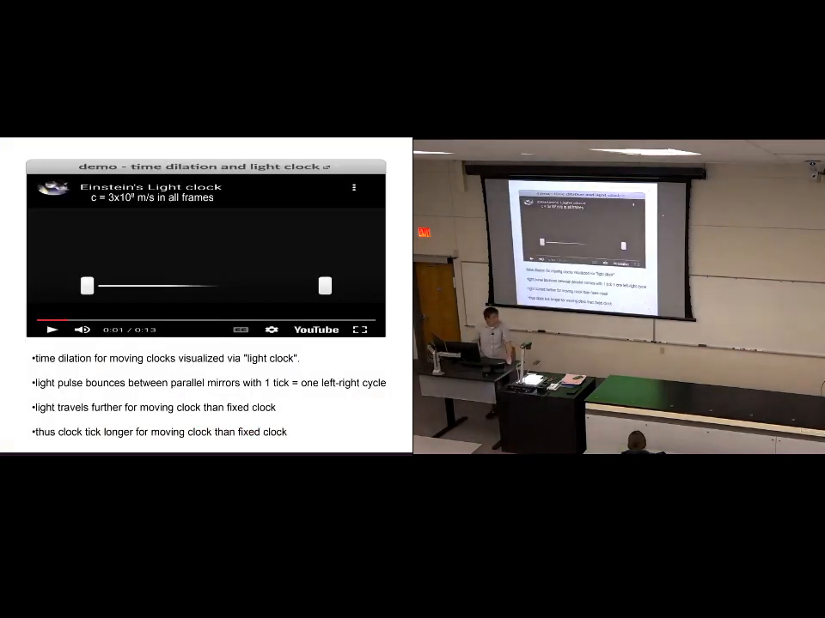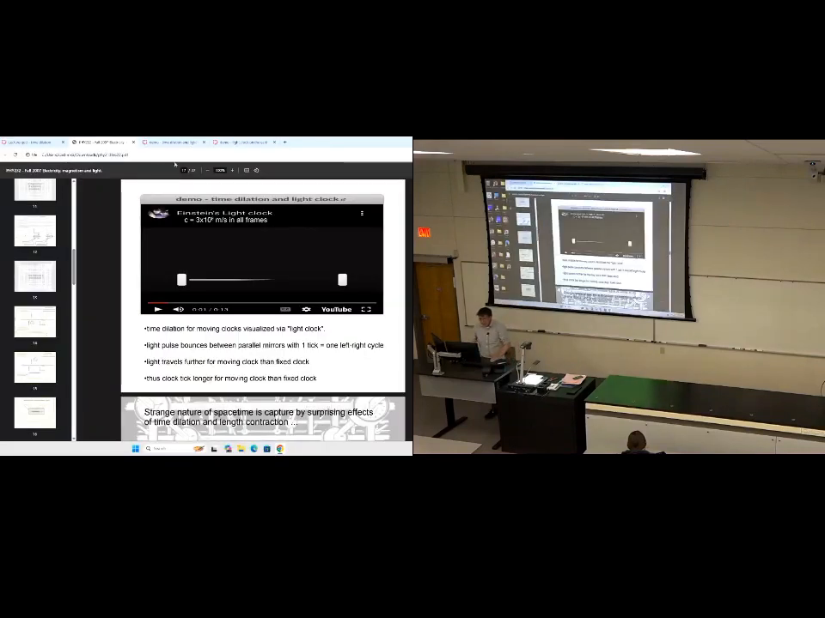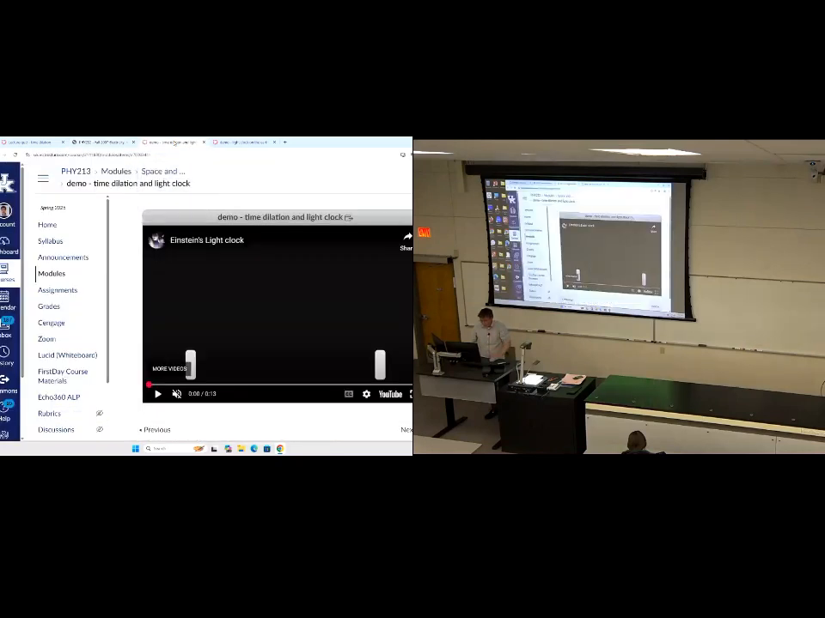I want to show you a little overhead that shows this time dilation of a moving clock. It's based on a type of clock that we call a light clock.